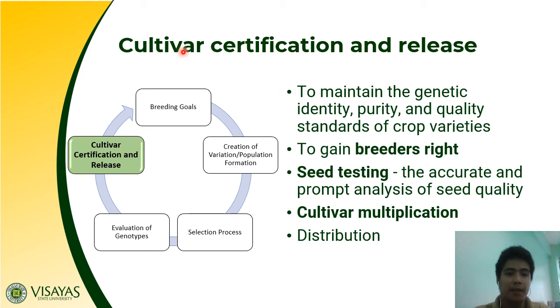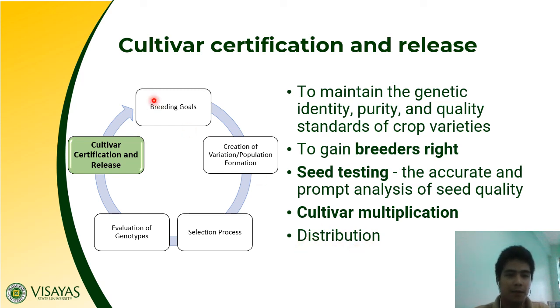Okay. And in the last step, this includes seed testing and cultivar multiplication. Seed testing, this is the accurate and prompt analysis of seed quality. So we have the NCTs, National Cooperative Testing. So that's part of evaluation of genotype and also connected to this cultivar certification in the NSIC. And after you have registered your variety, you have done this seed testing and you have checked the quality, then you can now proceed with cultivar multiplication. And after that, then you can do the distribution process.